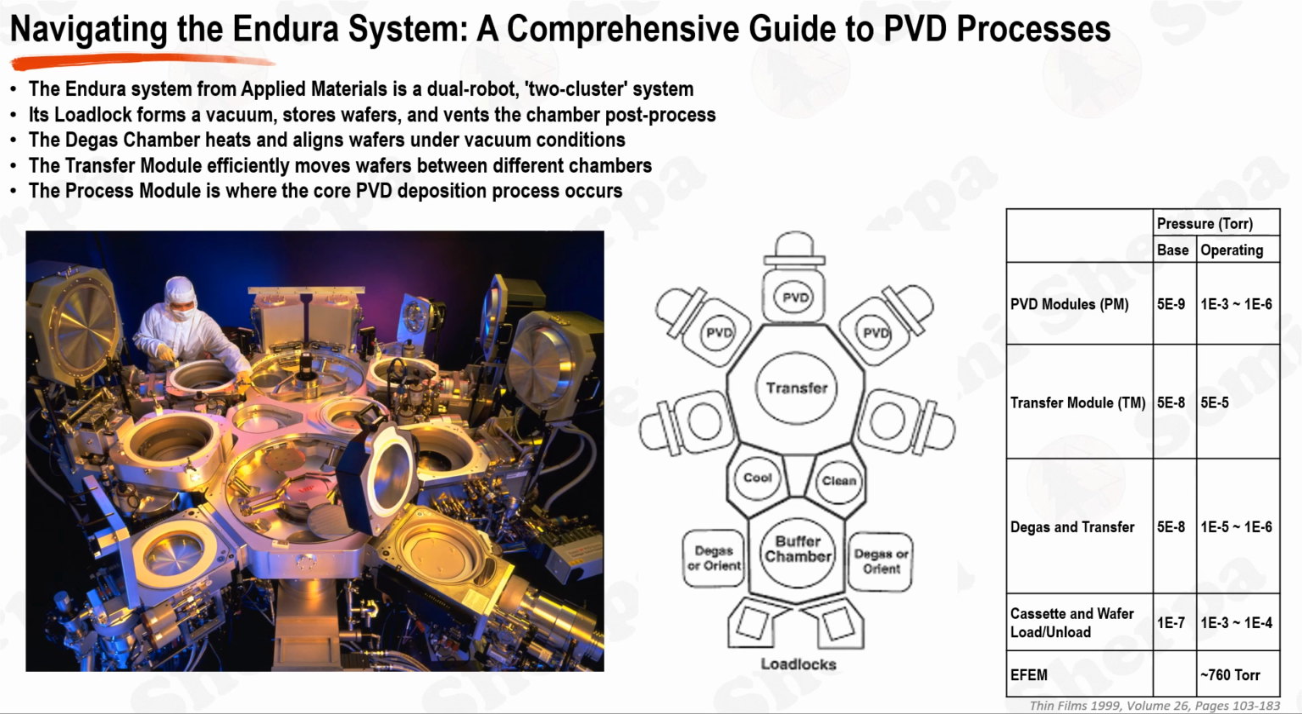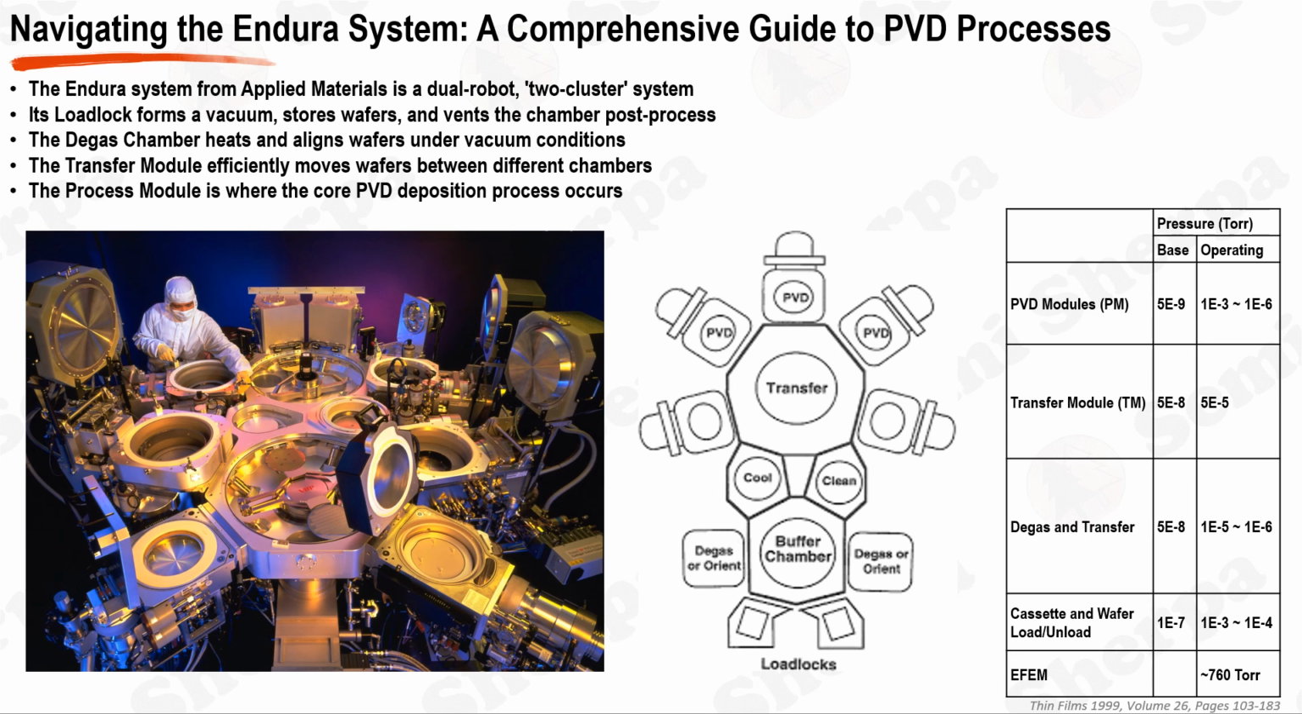An essential aspect of the Endura system is its vacuum management. Each module operates under a different vacuum level, ensuring optimal conditions for the task at hand. The PVD PM, where deposition occurs, operates under the lowest vacuum level. This meticulous vacuum management is vital to maintain a contamination-free process environment. The system is specifically designed to prevent potential contamination from harmful chemicals used in CVD or etch process modules.